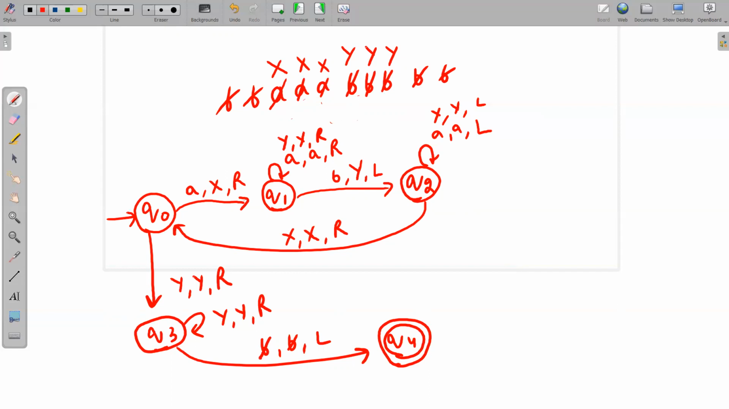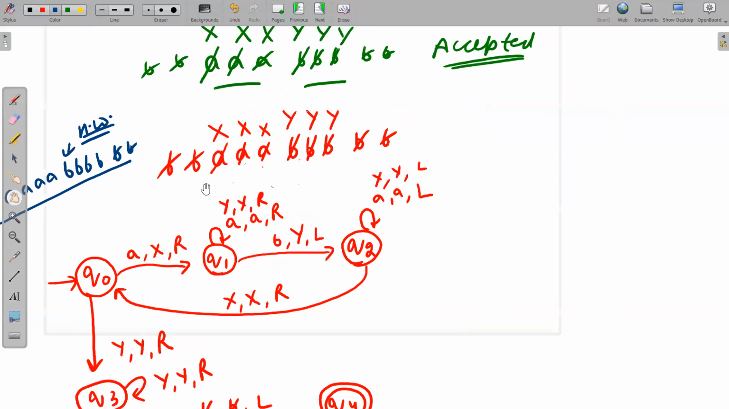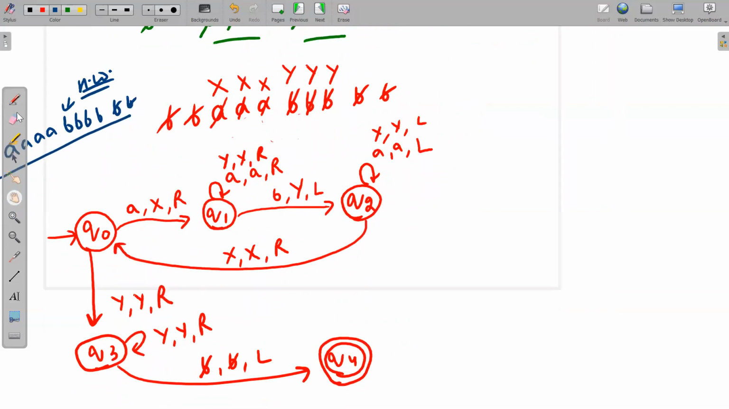Now it's homework for you. You have to run this Turing machine for, say, 4 A's and 4 B's, and here we have blanks. This is homework for you. Try to run this Turing machine for this string. Now I will show you some examples.